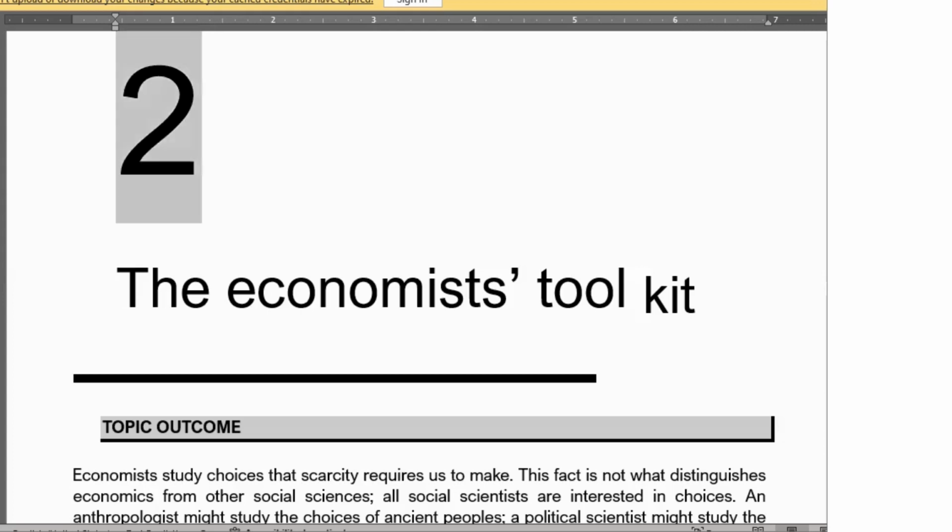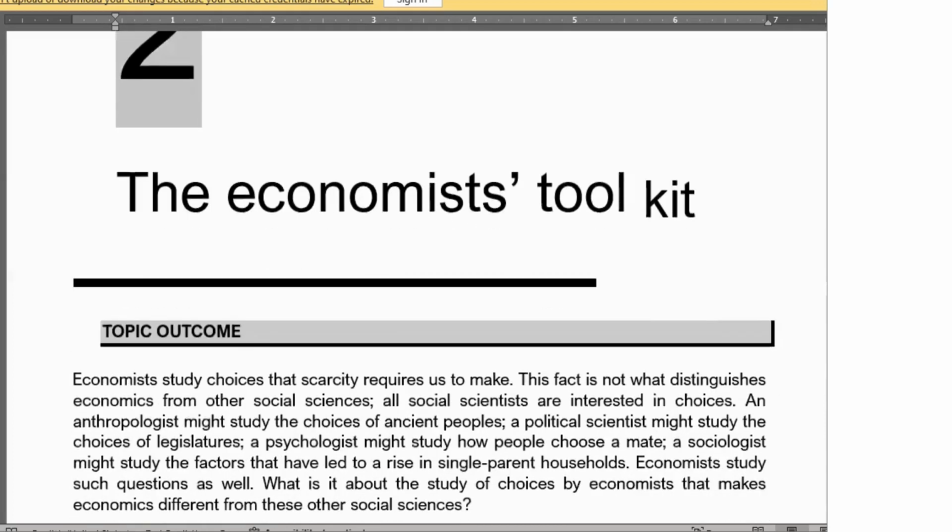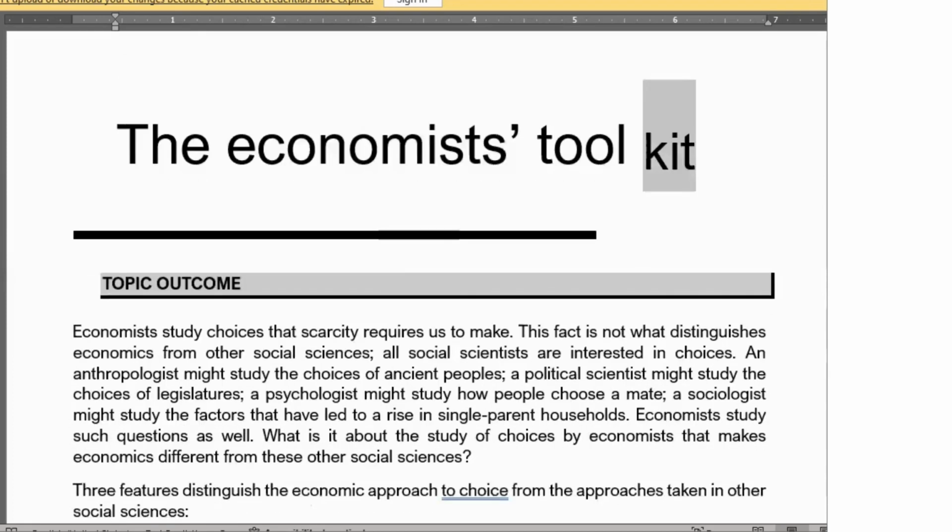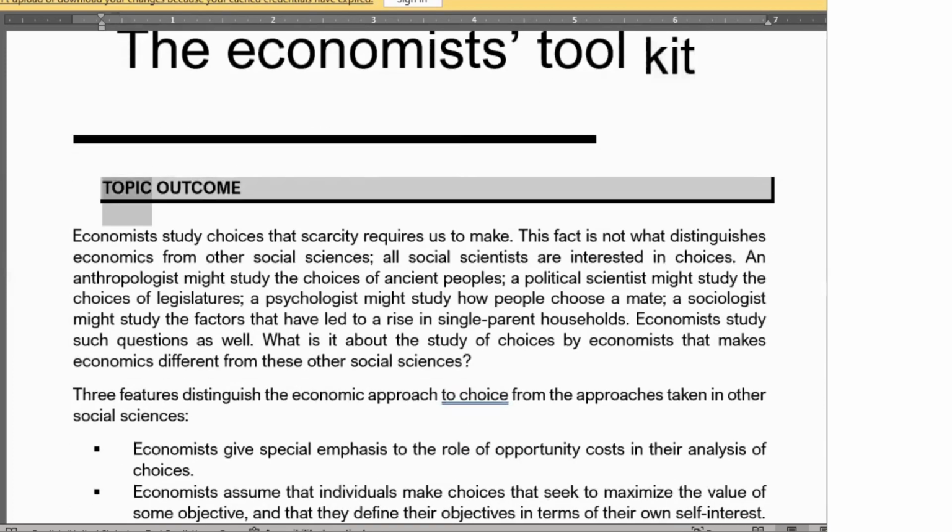2. The Economist's Toolkit. Topic outcome.